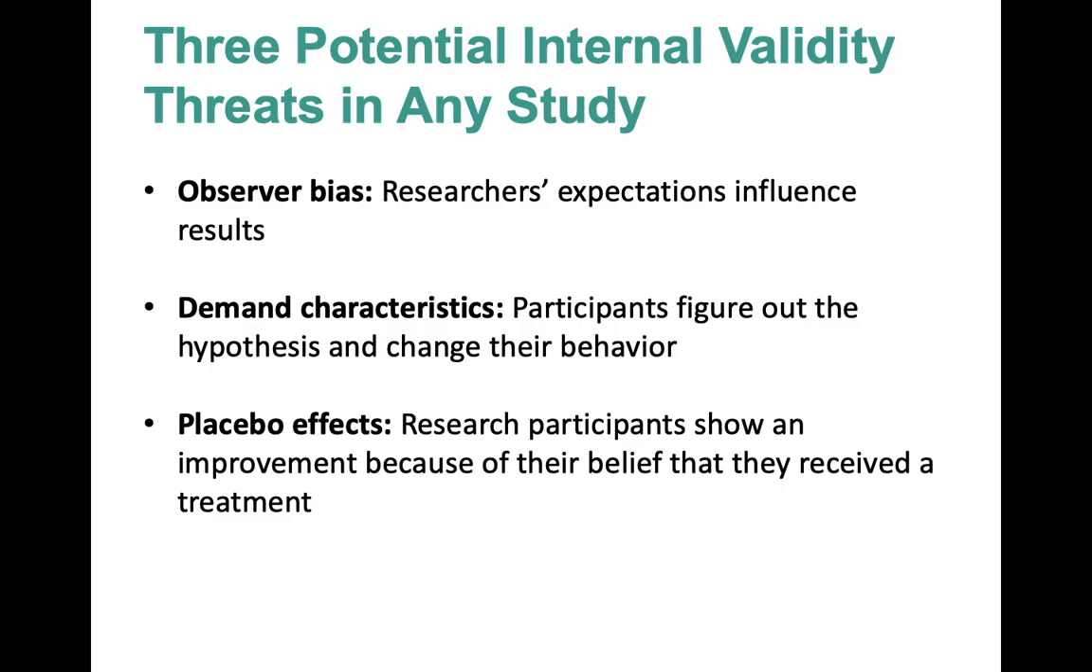But in order to control for observer bias as well as demand characteristics, researchers should use a double-blind study. And so a double-blind study is designed so that neither the participants nor the experimenters that are working with the participants know who's in the treatment group or who is in the control group. And so this should reduce both researcher expectations as well as participants' expectations, which creates the demand characteristics.